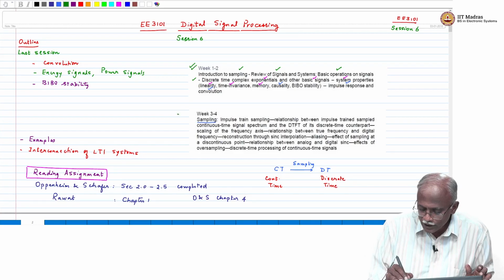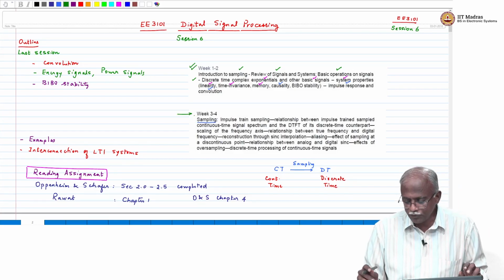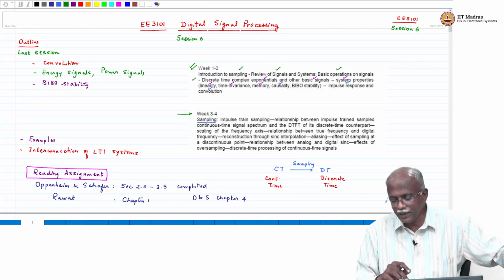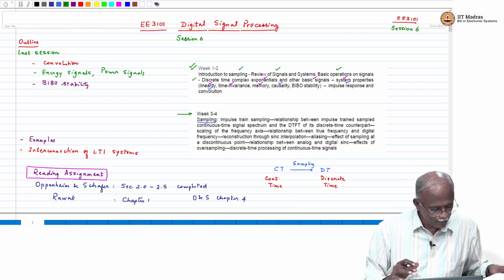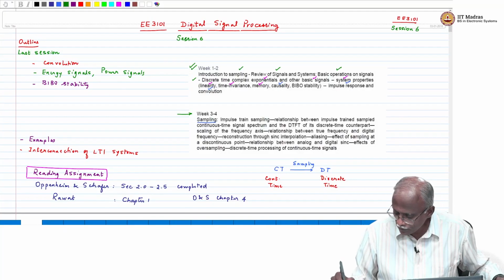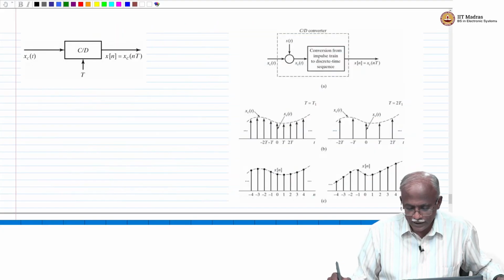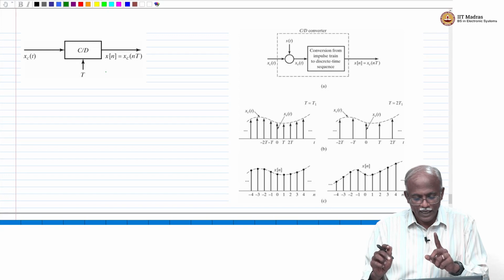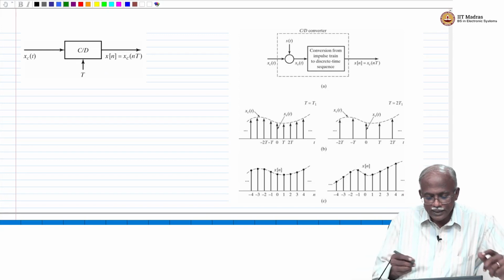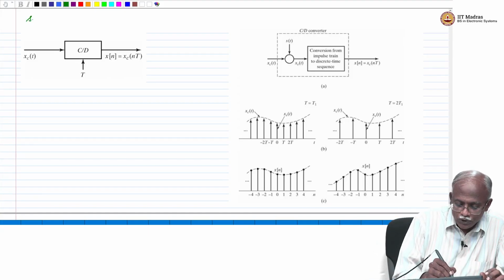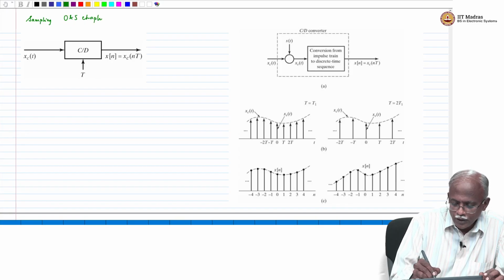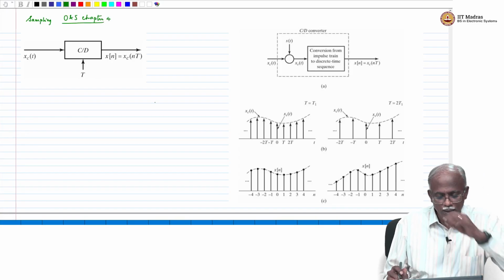Now we are going to focus on the topic of weeks 3 and 4, where the main concept is going to be sampling, and then once we understand sampling, we will go back to study the Fourier domain representation. So the first task for us is to look at the process of sampling. This is an introduction to the chapter on sampling. For reference, Oppenheim and Schafer Chapter 4. Please do keep that as the reference point.